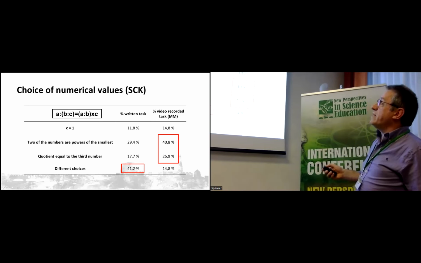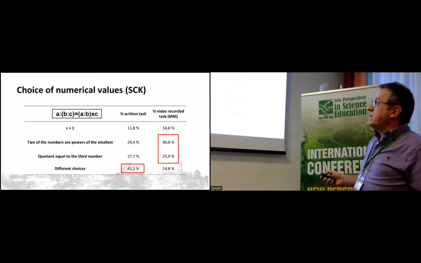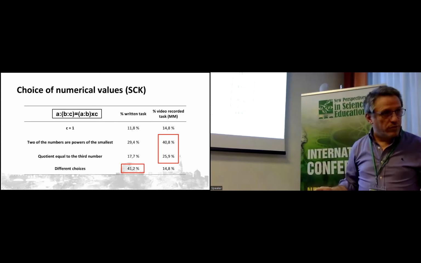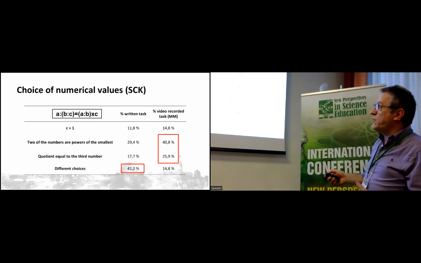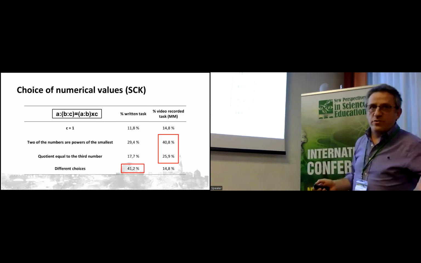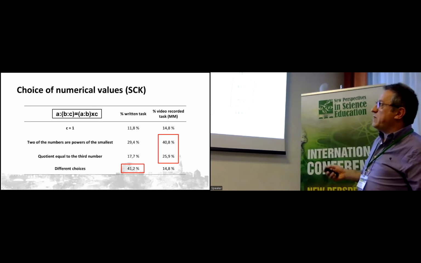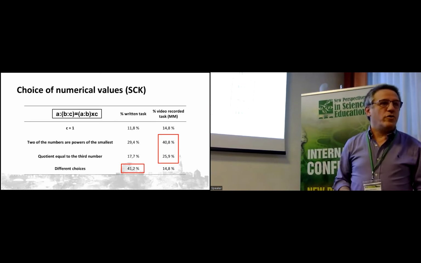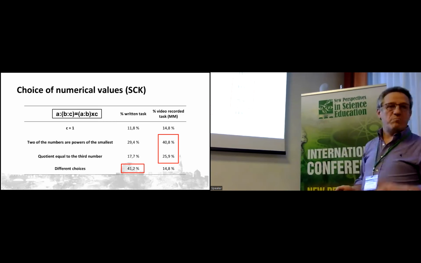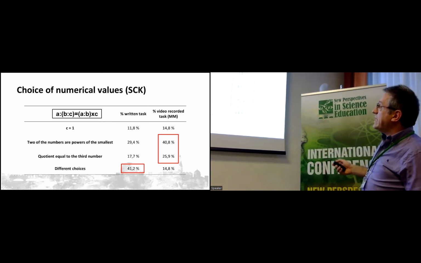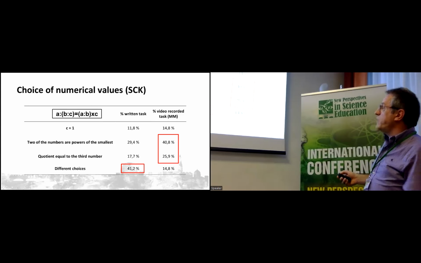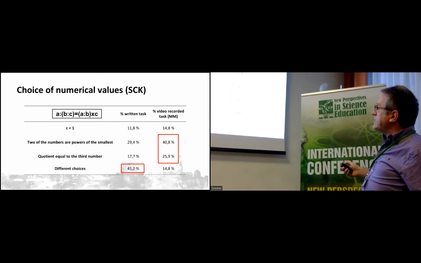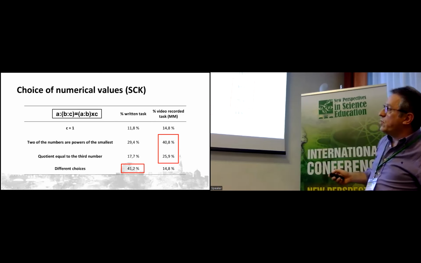If you are trying to explain this arithmetic property, and in your examples C is always equal to 1, your examples are really poor. If you are trying to explain that, and two of the numbers are powers of the smallest, your examples are not that good. If you are trying to explain that, and the quotient is equal to the full number, well, you are not going very well. So different choices are much better. What happened? In the written task, different choices were about 40%, more or less. But in the video recorded task, the big percentages were here.